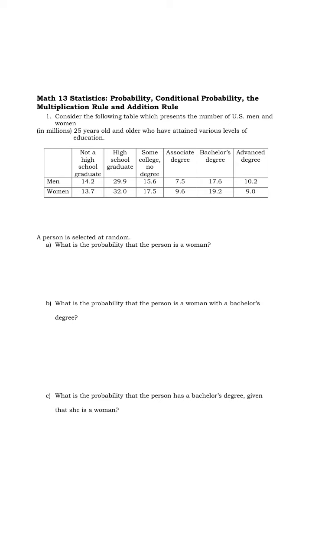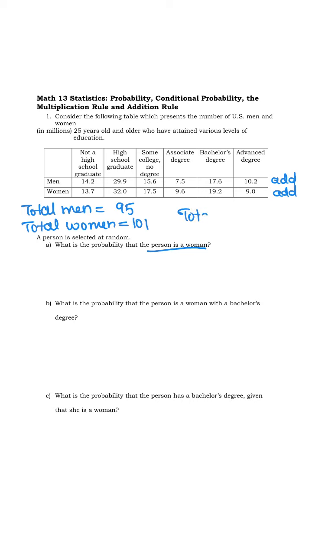We need to find the probability that the person is a woman. So first add everything in the first row, add everything in the second row to find the total men and total women. So total men is 95, total women is 101. So the total people is 95 plus 101, that is 196.